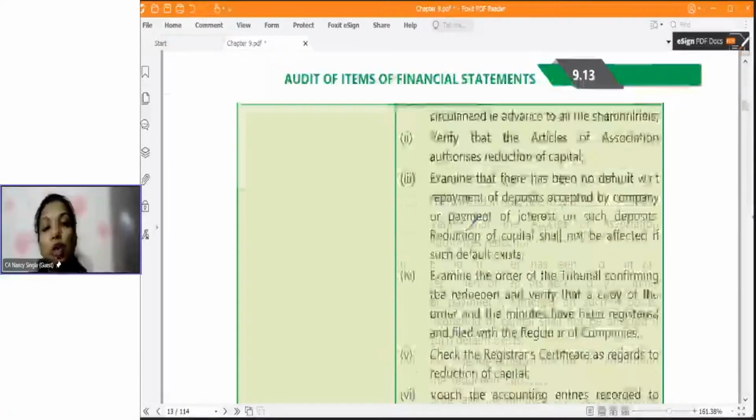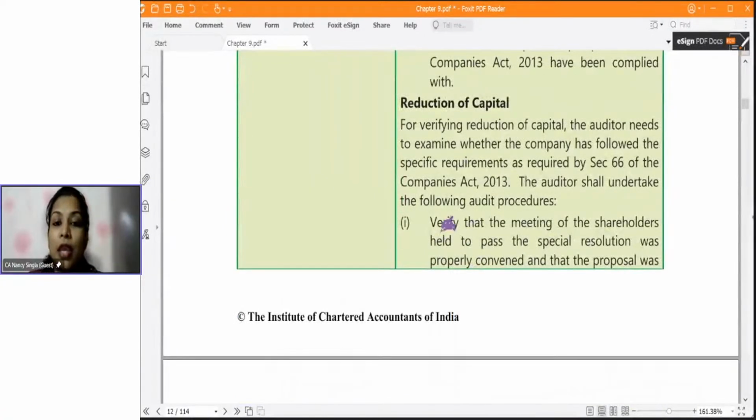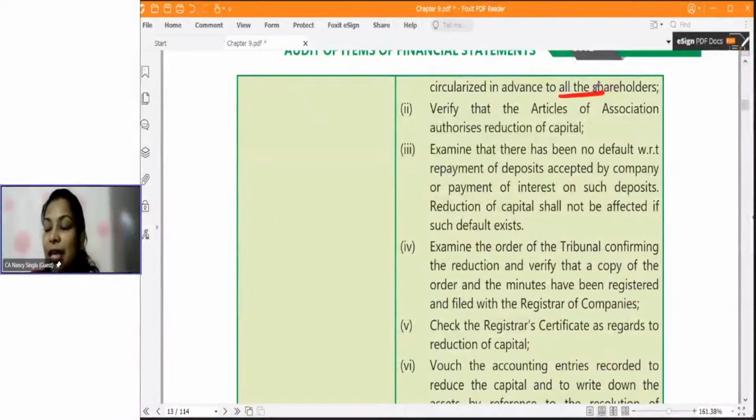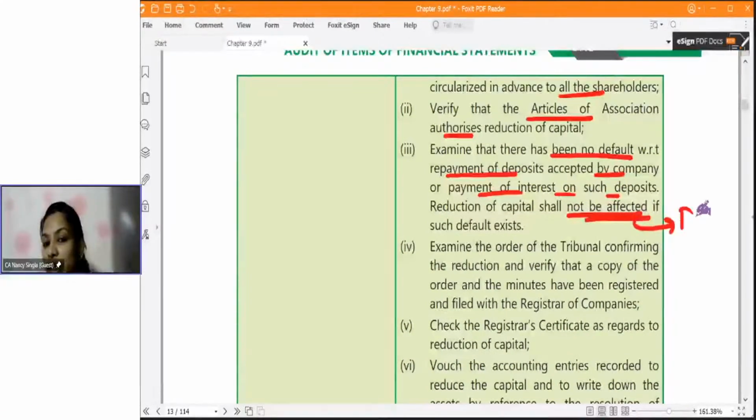So what are all the audit procedures? Verify that the meeting of shareholders held to pass the special resolution was convened properly and the proposal was circularized in advance to all the shareholders, and for reduction of capital there should be authorization by the articles of association. There should be no default in repayment of deposit accepted by the company or payment of interest on such deposit. It shall not be affected, not be affected meaning it shall not take place. If default exists, it should not be so. On one side you say there are surplus funds and you are returning those funds, and on the other side you don't have the funds to repay the deposits and the interest thereon, okay.